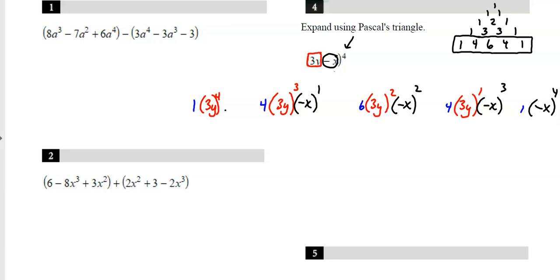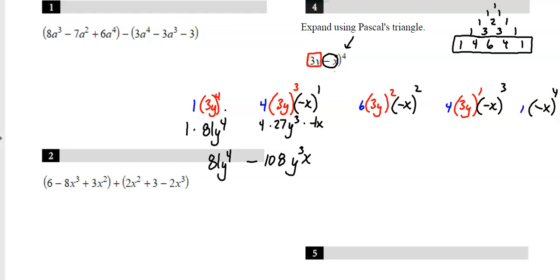So that 3y to the fourth is really 3 times 3 times 3 times 3. So that's 81 y to the fourth times 1, which is just 81 y to the fourth. Now the next term, this is really 4 times 3 to the third, which is 27, that's a y to the third. And then a negative x to the first is just times a negative 1x. So that negative coefficient is going to give me a minus 108 y to the third x. And you can rearrange the x and the y to the third if you want.